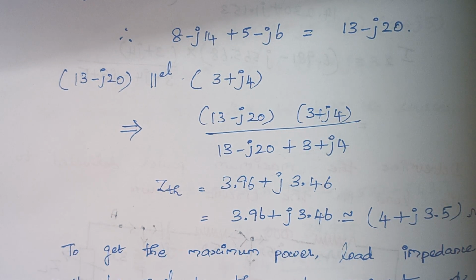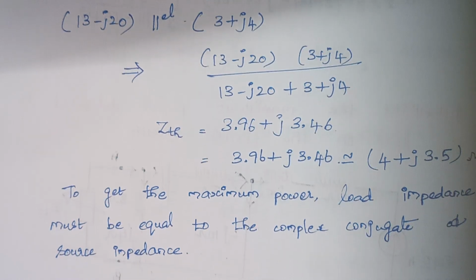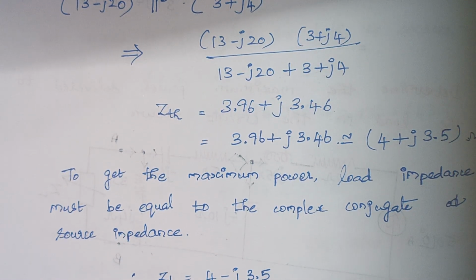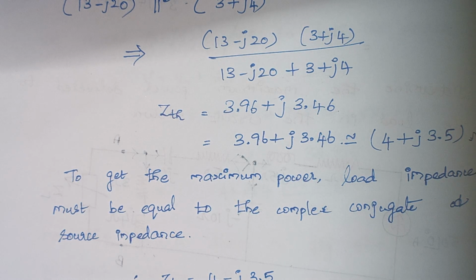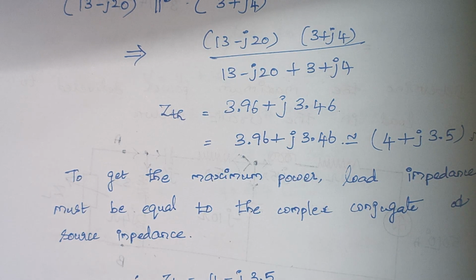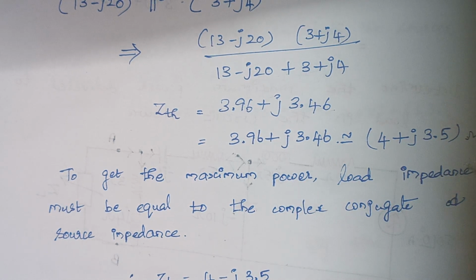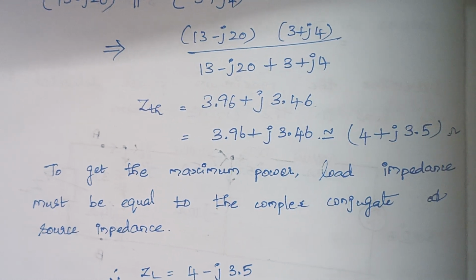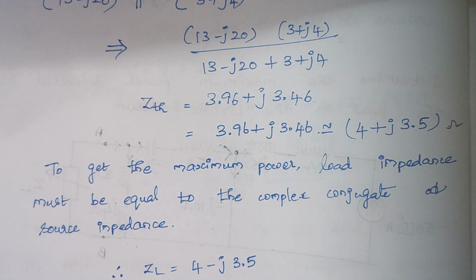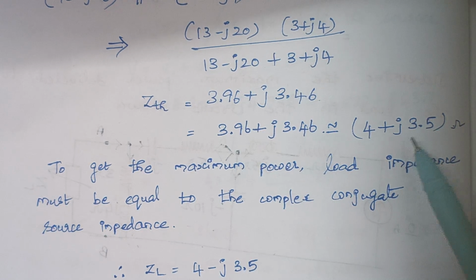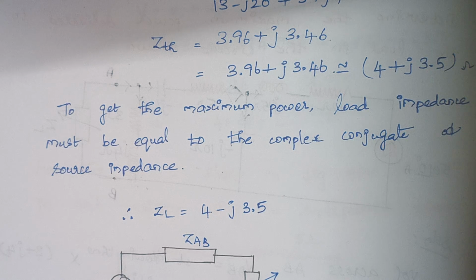Now we have calculated V Thevenin and Z Thevenin. As per the theorem, to get the maximum power, the load impedance must be equal to the complex conjugate of the source impedance. The value of Z Thevenin is 4 plus J3.5. So in order to have maximum power transfer, the value of ZL should be the complex conjugate of this one, which is 4 minus J3.5 ohms.